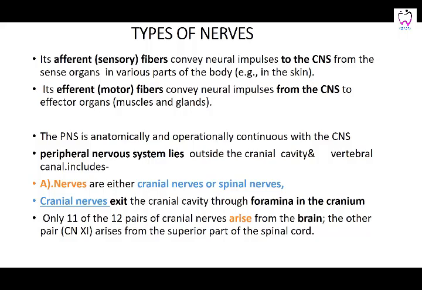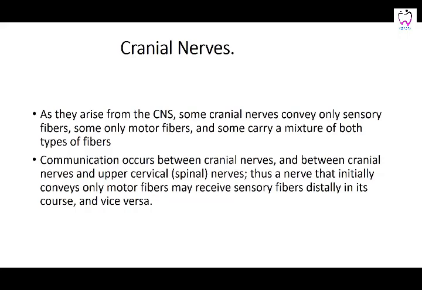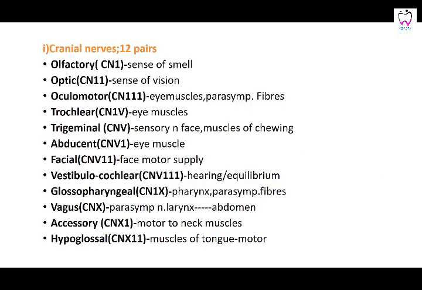Cranial nerves exit through the foramina of the cranial cavity. Eleven of the 12 pairs arise from the brain, and the other pair, that is the 11th, arises from the superior part of the spinal cord. Cranial nerves from the central nervous system, some convey only sensory fibers, some only motor, and some both types of fibers. There is communication between cranial nerves and between cranial nerves and the upper spinal nerves. Thus, a nerve that initially conveys motor fibers only may receive sensory fibers, so it is a mixed type of fibers. There are 12 cranial nerves, each having its own functions.